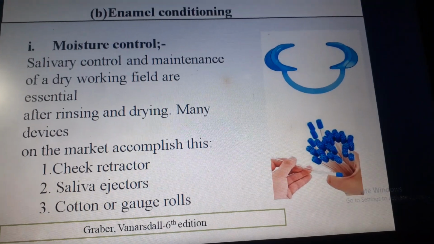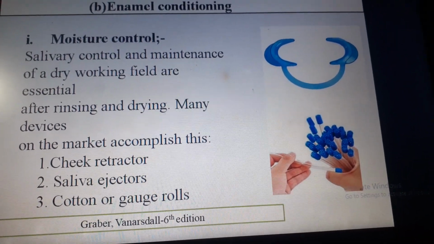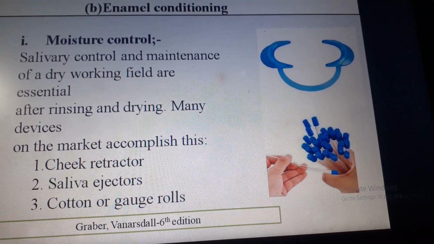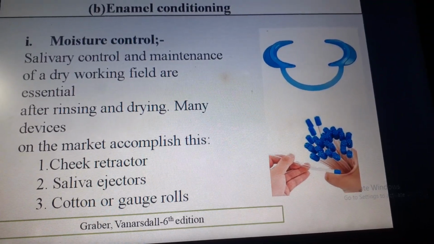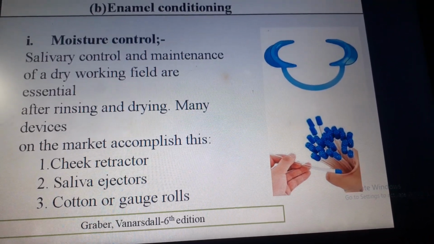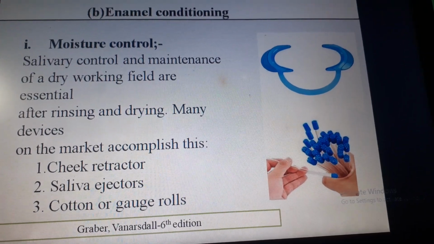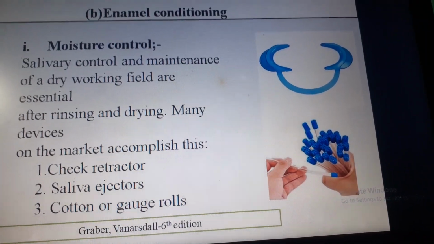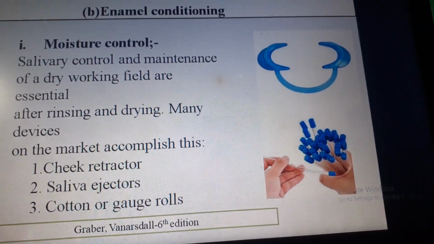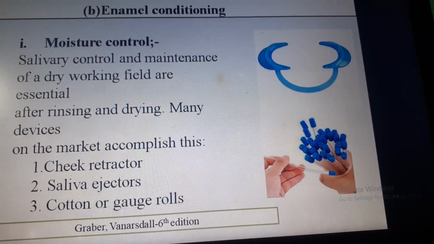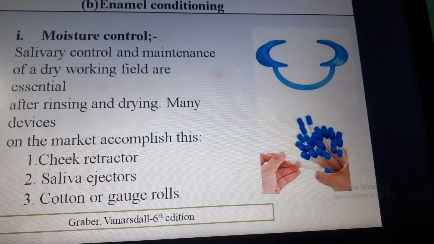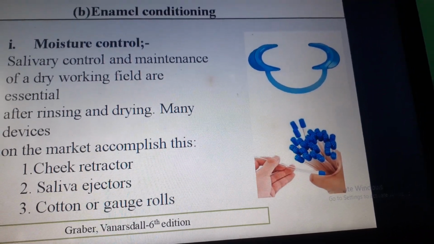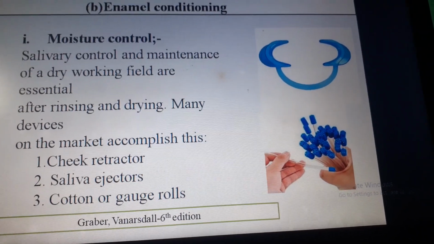Then second is enamel conditioning, which includes moisture control. First is salivation control. Salivary control and maintenance of a dry working field are essential after rinsing and drying. Many devices in the market accomplish this. First is the cheek retractor. This is shown in the blue picture. The blue cheek retractor is as shown in the picture, and also the saliva ejector, or we can also use cotton and gauze for salivation control. Here it is shown in the blue. The suction tips are available for the saliva ejector.